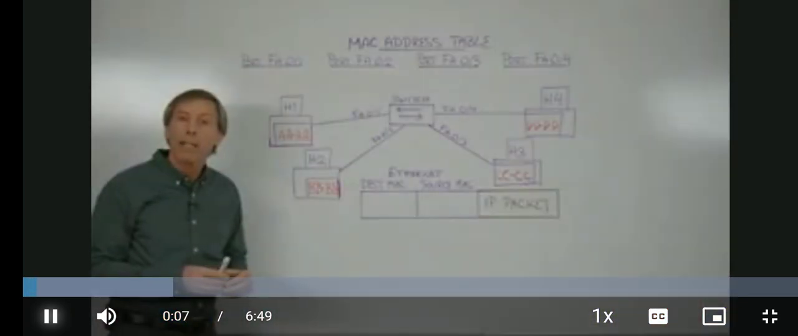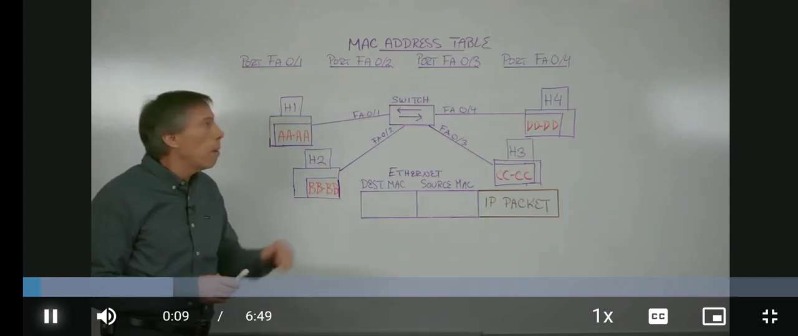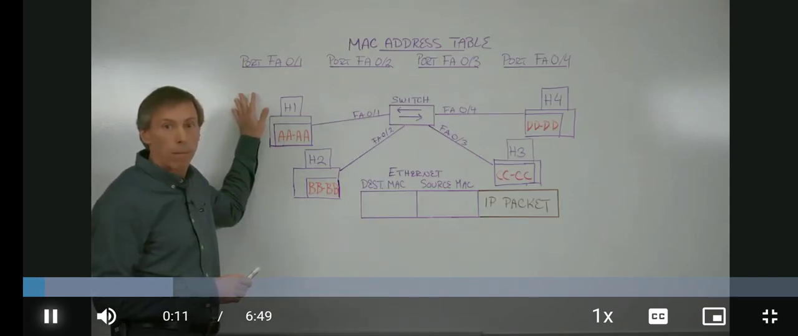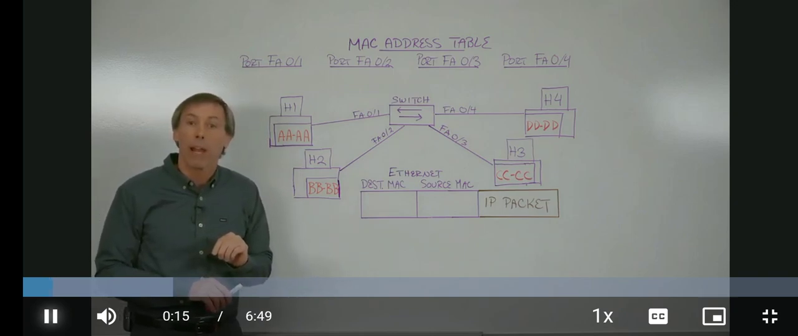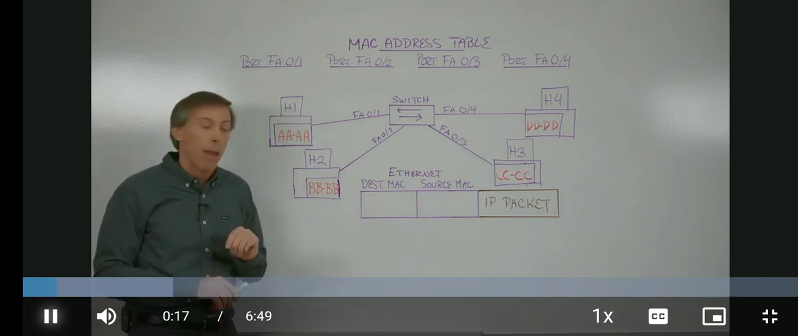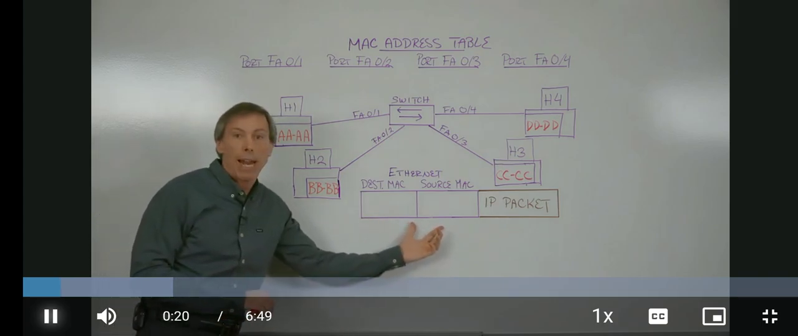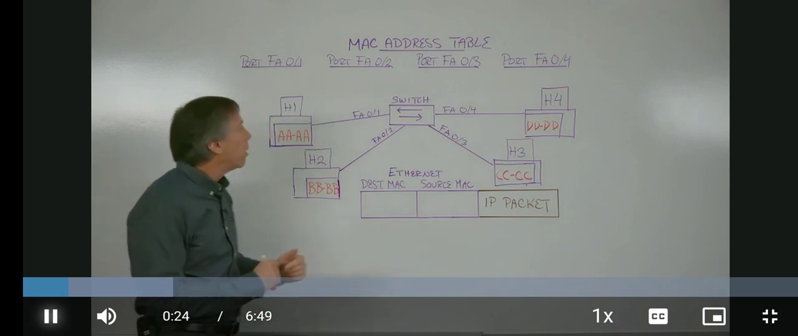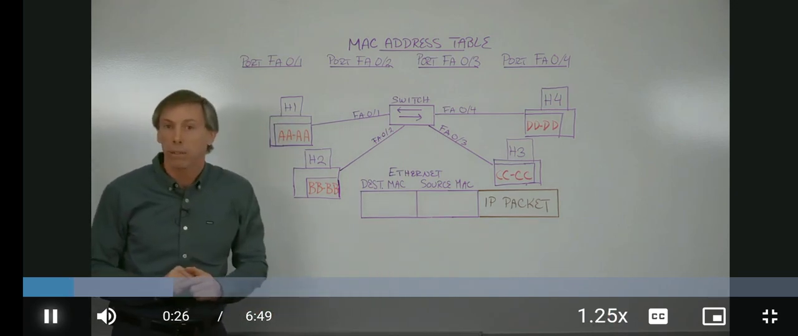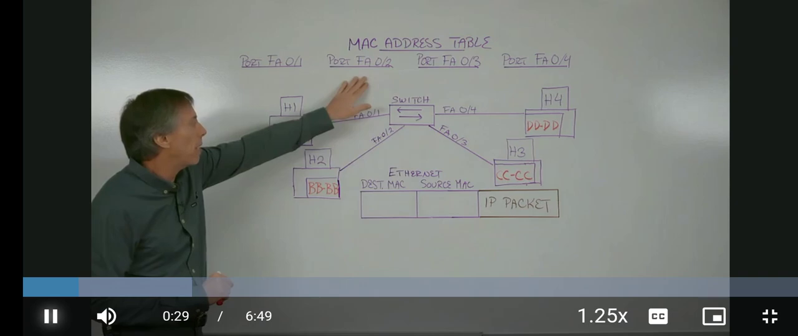In this video, we're going to take a look at how a switch builds its MAC address table. Once again, a switch makes its forwarding decision based on layer 2 information. In this case, the Ethernet header information of the Ethernet frame. So let's take a look at how this switch builds its MAC address table.